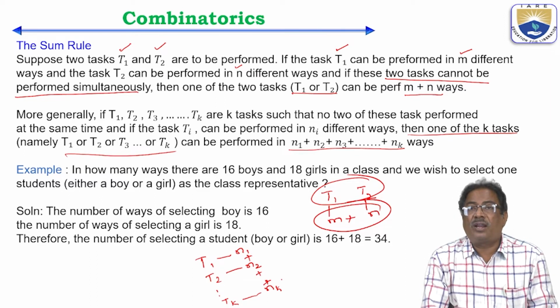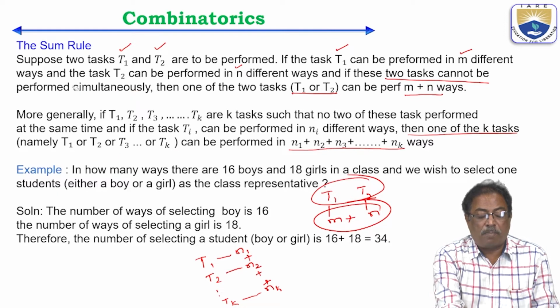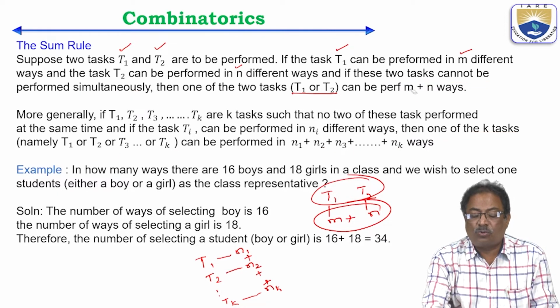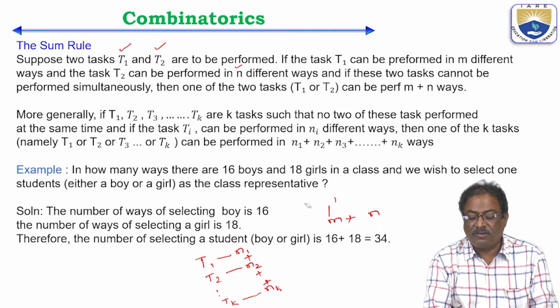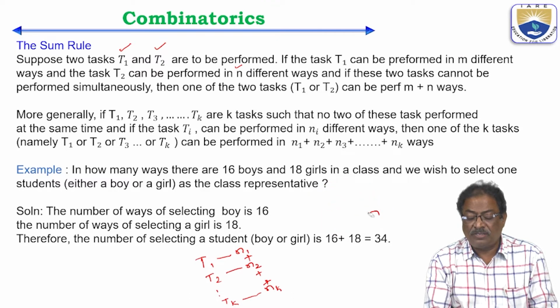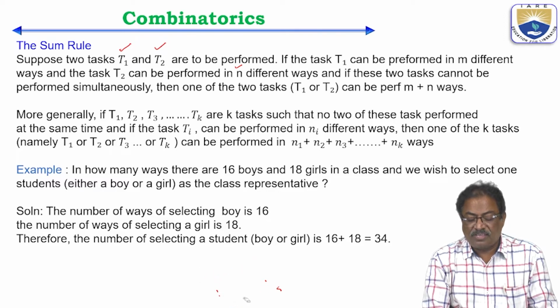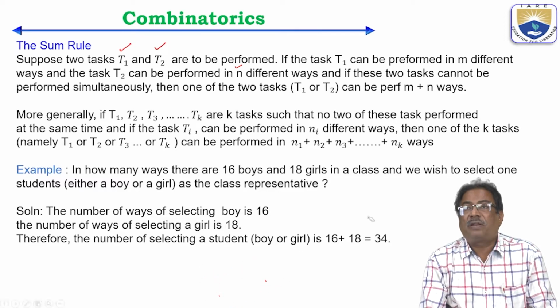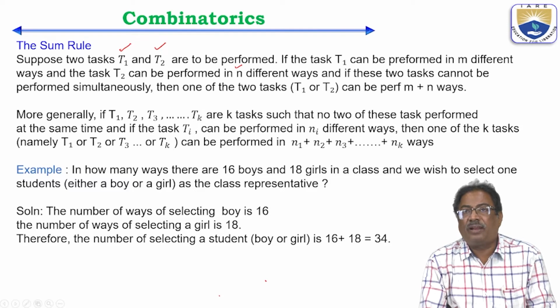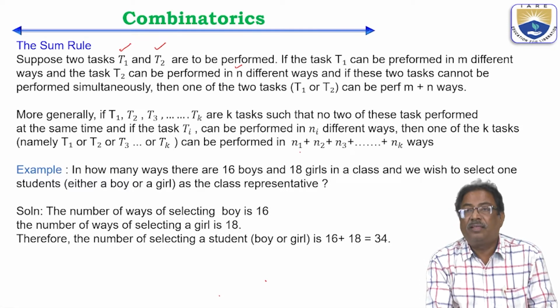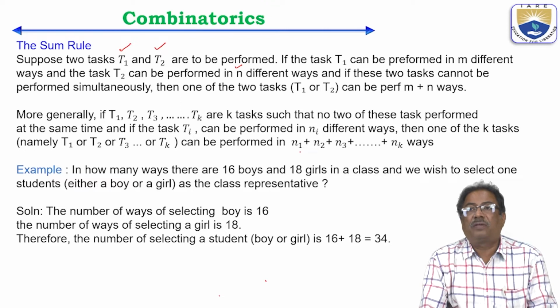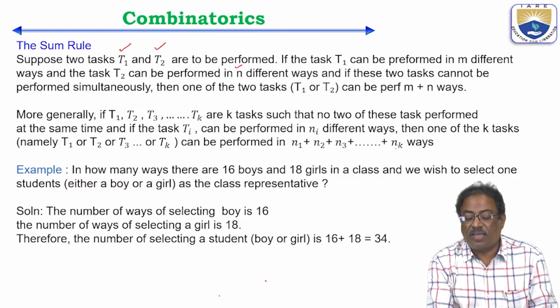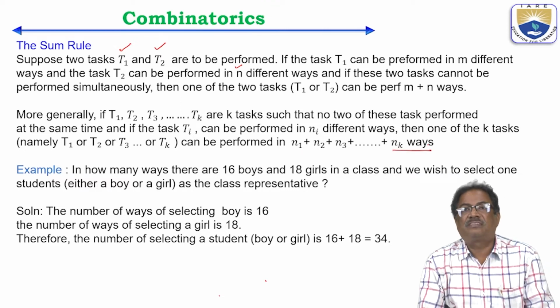So whatever tasks are given, if two tasks are given, any one of the tasks can be performed in m plus n ways, or if k tasks are given, then in n1 plus n2 plus and so on, nk ways. This gives the sum rule.